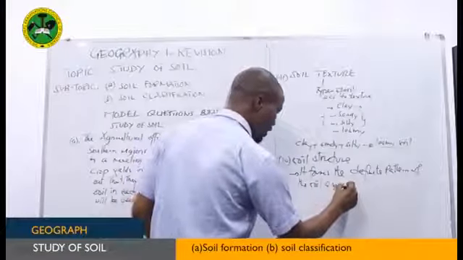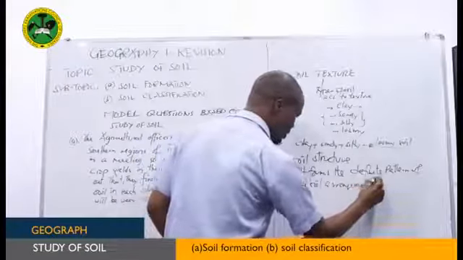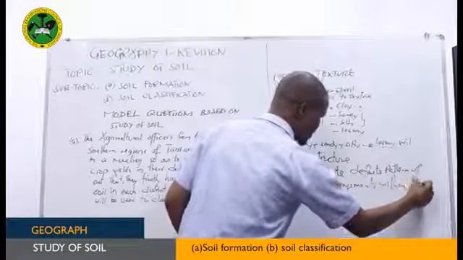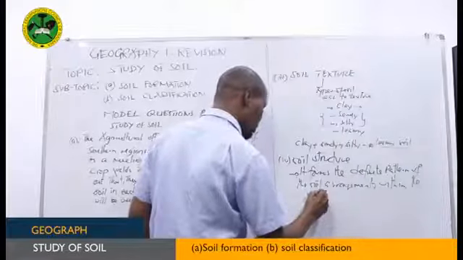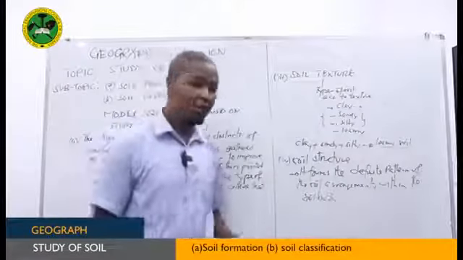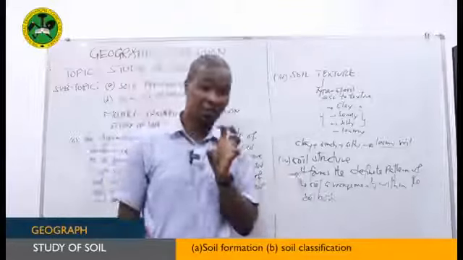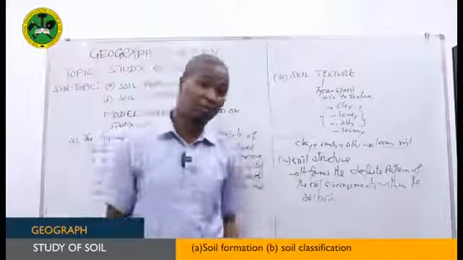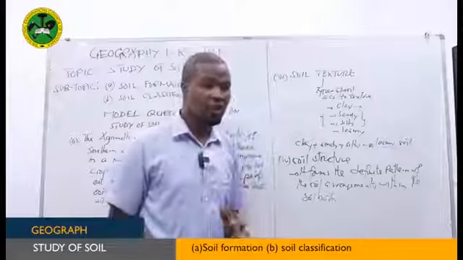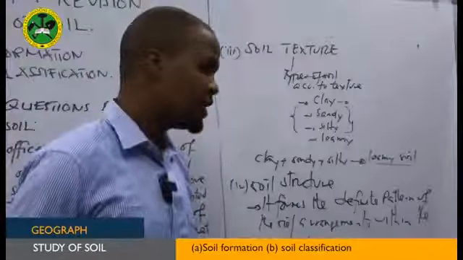Soil arrangement within the soil body. See? So in a simple way, I can say soil structure refers to the arrangement of the soil grains or soil particles within the soil body, which gives a certain shape to the soil particle arrangement within it.